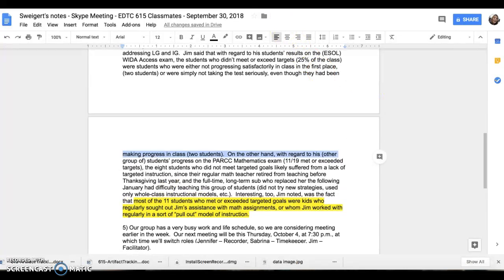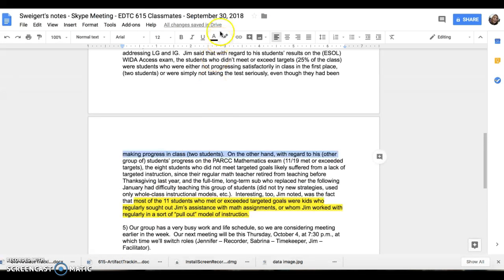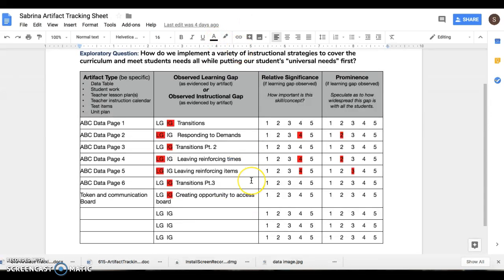And so that's kind of a highlight over the triangulation data concept, as well as the artifact tracking sheet that we created this week. I really enjoyed this assignment as my group members were able to comment a lot on mine, as well as I was able to comment a lot on theirs and see some things and comment on some things that we might have not seen if we hadn't done this as a group.